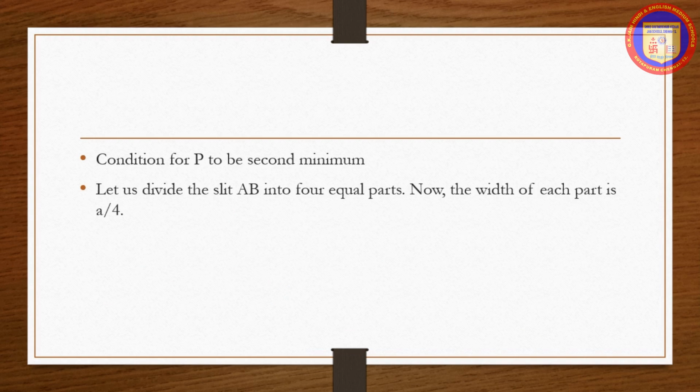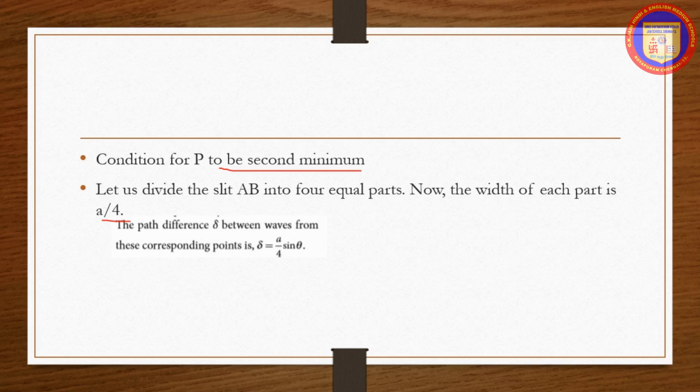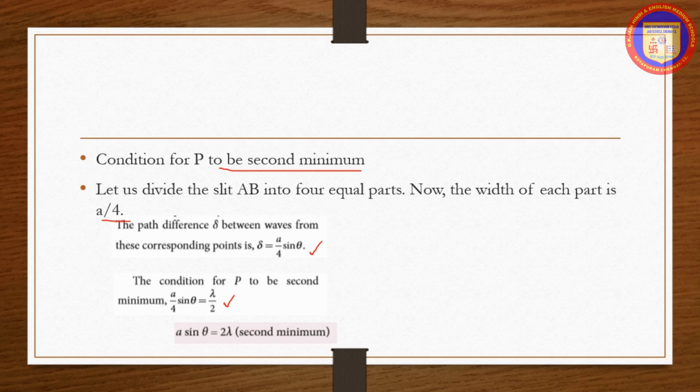Then the condition for P to be the second minimum. Let us divide the slit AB into 4 equal parts. Now the width of each part is a by 4. The path difference delta between waves from these corresponding points is a by 4 sin theta. The condition for P to be the second minimum is a by 4 sin theta equal to lambda by 2. By simplifying we get a sin theta equal to 2 lambda, the second minimum. In the same way we can go for the third minimum. The slit is divided into 6 equal parts. Then we get a sin theta equal to 3 lambda.